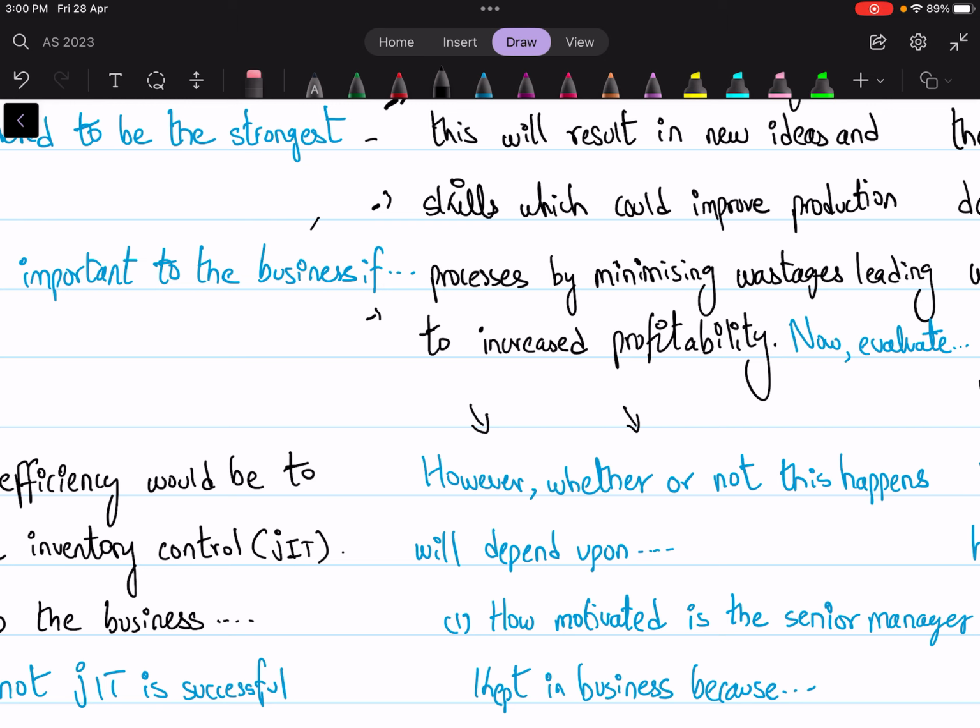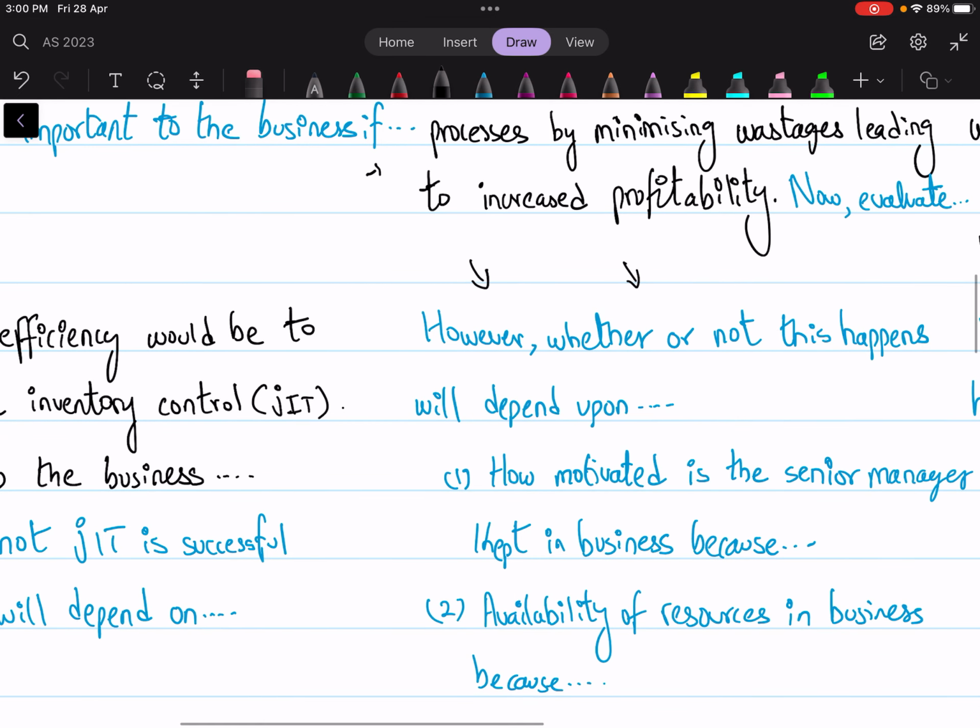Imagine if your business lacks resources. Imagine if a teacher has told you that I will be using technology to facilitate student learning, but your school or your institution lacks these resources. Will the teacher be able to implement his new ideas? No. So another comment, it would also depend upon the availability of resources in the business. So whether or not this benefit is received will depend upon that.